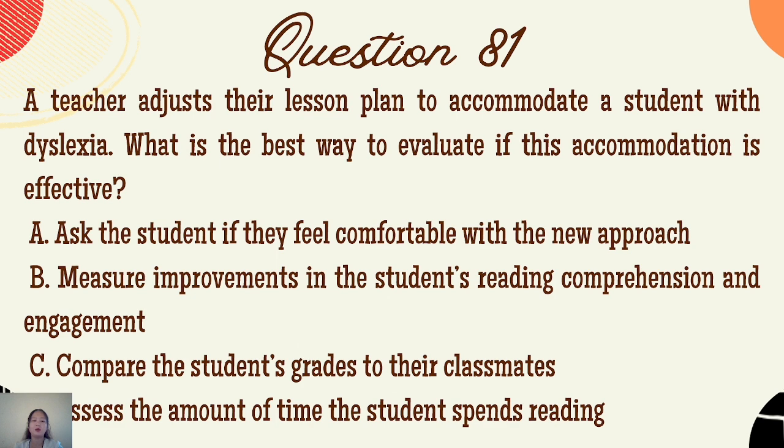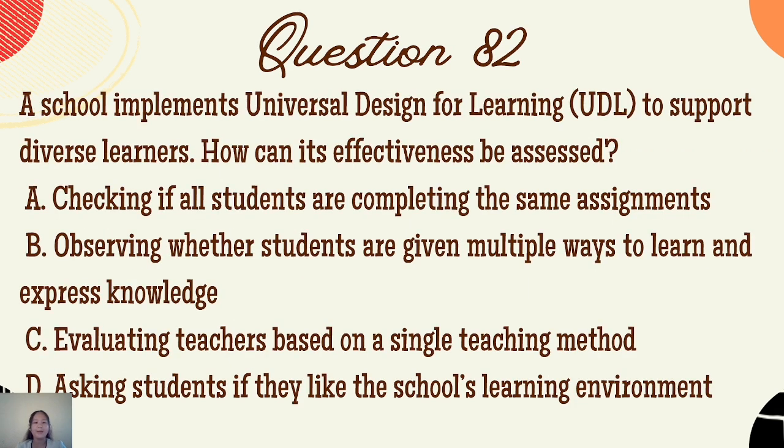Now let's go to question number 82. A school implements universal design for learning, or UDL, to support diverse learners. How can its effectiveness be assessed? What is the correct answer? The correct answer is letter B. Observing whether students are given multiple ways to learn and express knowledge.